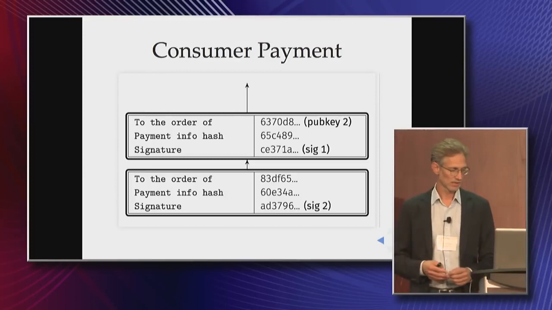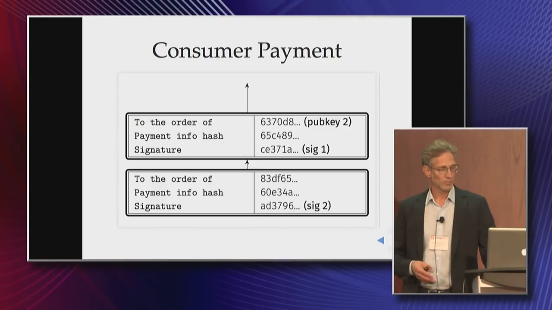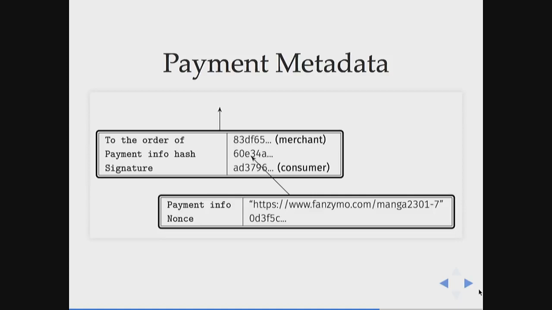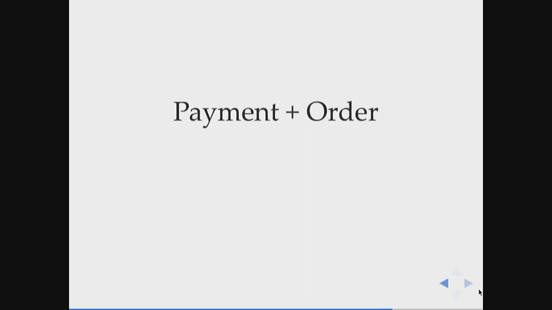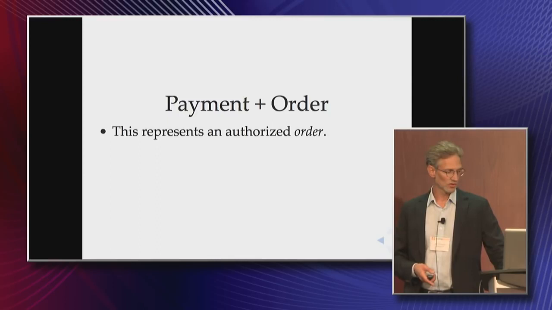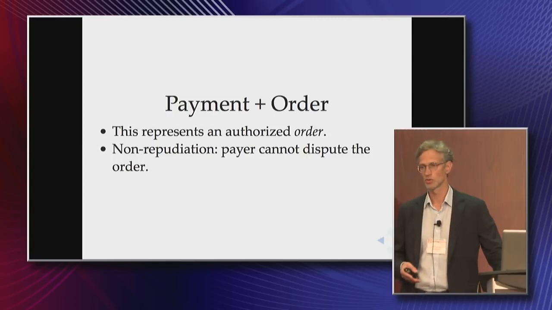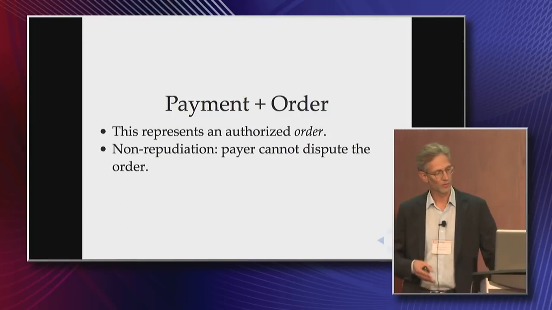It's a similar thing to Bitcoin. You need to keep track of your private keys. The merchant redeems the payments in a similar way. That's a third signature. At each transfer, it's possible to add and authorize some information about the transfer. And we use that to create an atomic transaction of the payment and the order. Because this is a signed thing, we say it's an authorized order, and because it's a single signature for both the payment and the order, the payer cannot dispute the order. We might not know who the payer is, but we know that whoever paid cannot dispute the order.